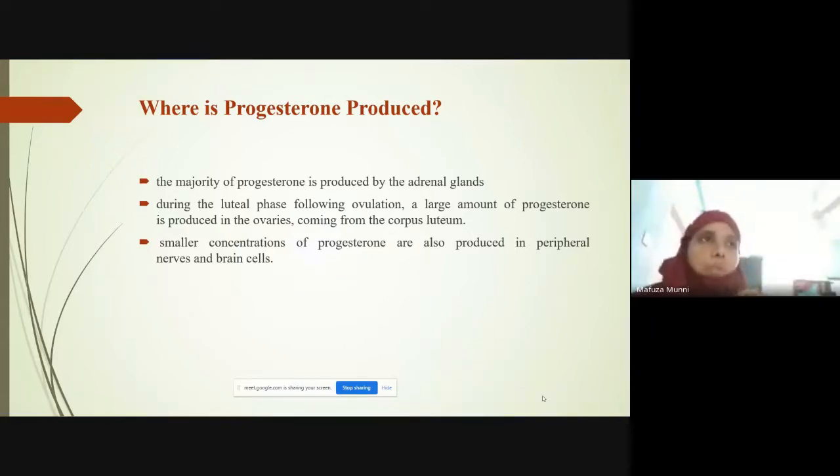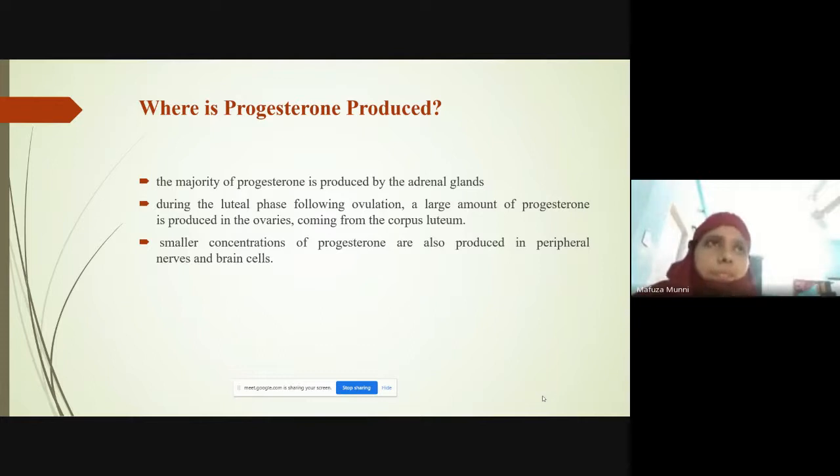Where is progesterone produced? The majority of progesterone is produced by the adrenal glands. During the luteal phase following ovulation, a large amount of progesterone is produced in the ovaries coming from the corpus luteum. A smaller concentration of progesterone is also produced in peripheral nervous and brain cells.